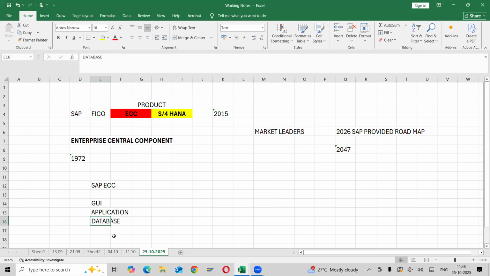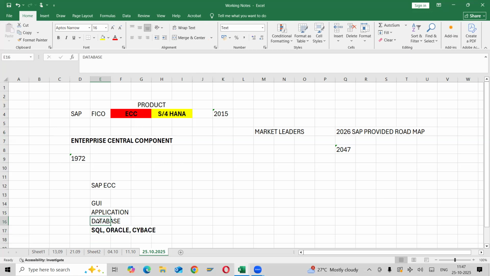SAP was dependent on third-party databases, such as SQL database, Oracle database, or any other database like Sybase. It was totally dependent on third-party databases. Again, I'm saying from 1970 till 2013. Clear? SAP didn't have its own database. So whatever revenue they were getting, some part of it they were paying to third-party databases.